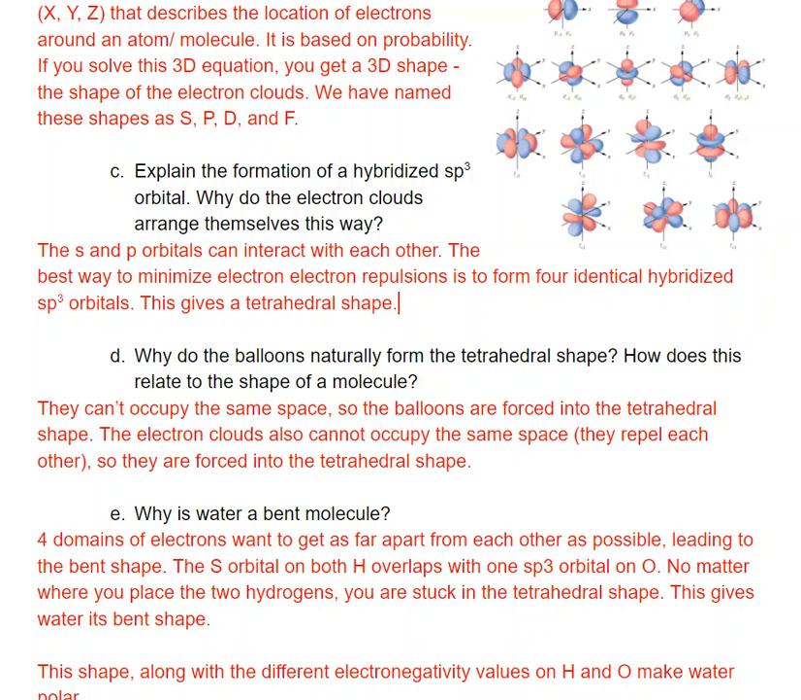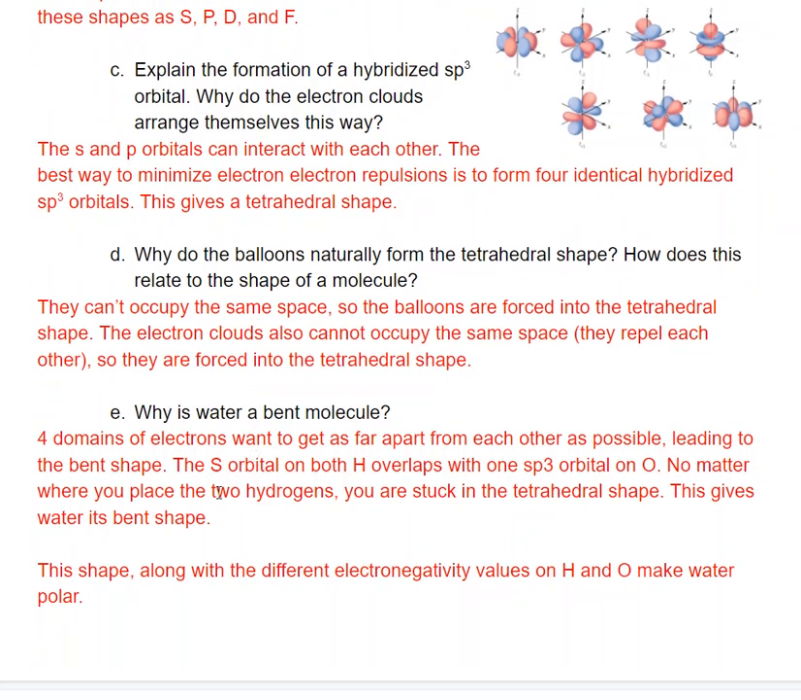Water is a bent molecule because those 4 domains want to get as far apart as possible. So the s orbital on both hydrogens overlaps with one of the sp3 orbitals on oxygen. So those sp3 orbitals are forced into that tetrahedral shape. So no matter where you place those 2 hydrogens, you're stuck in that same shape. This gives water that bent shape.